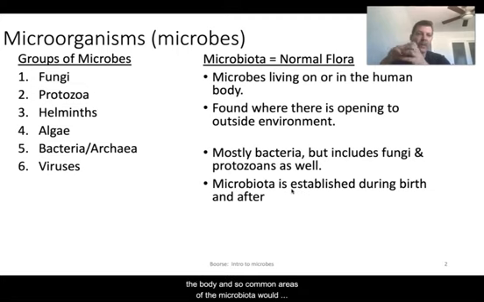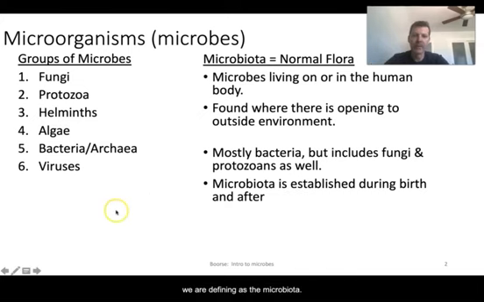Common areas of the microbiota would include all aspects of our skin, but then also our respiratory tract, our digestive tract, our reproductive and urinary tract as well. The number and the composition differs across all those areas, but that is what we are defining as the microbiota. Now we're going to move on and talk about these different categories.